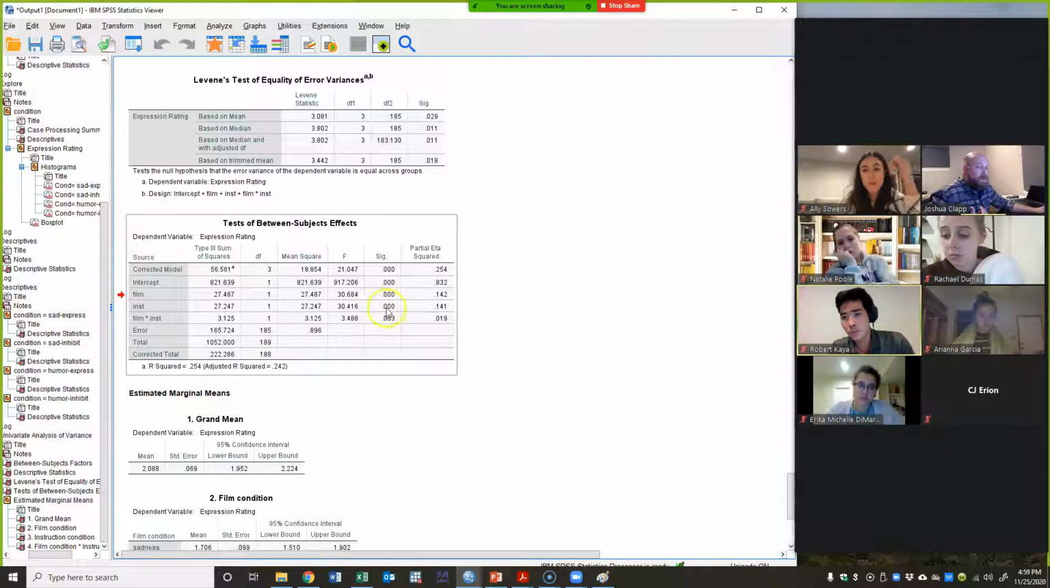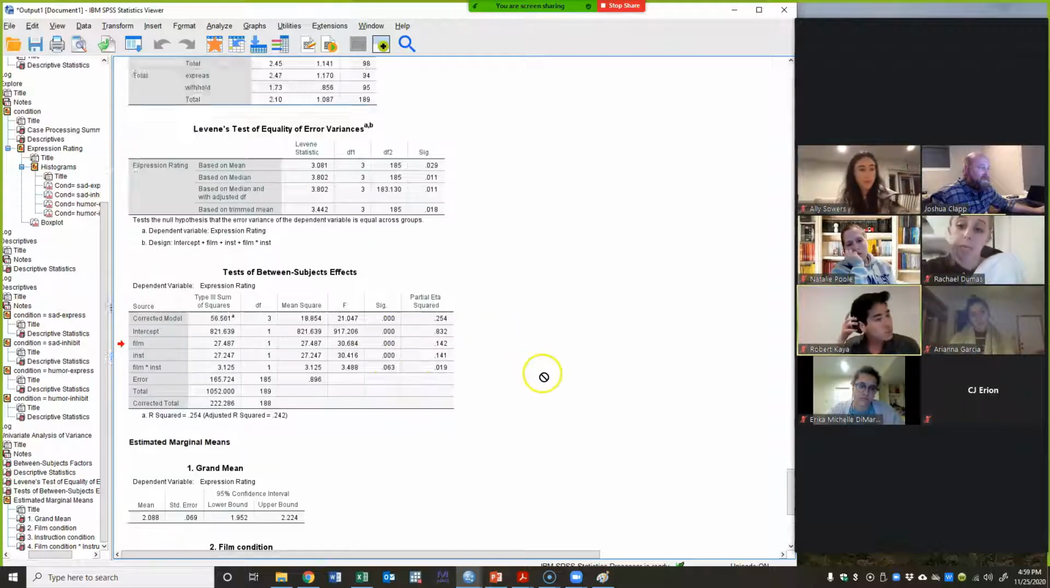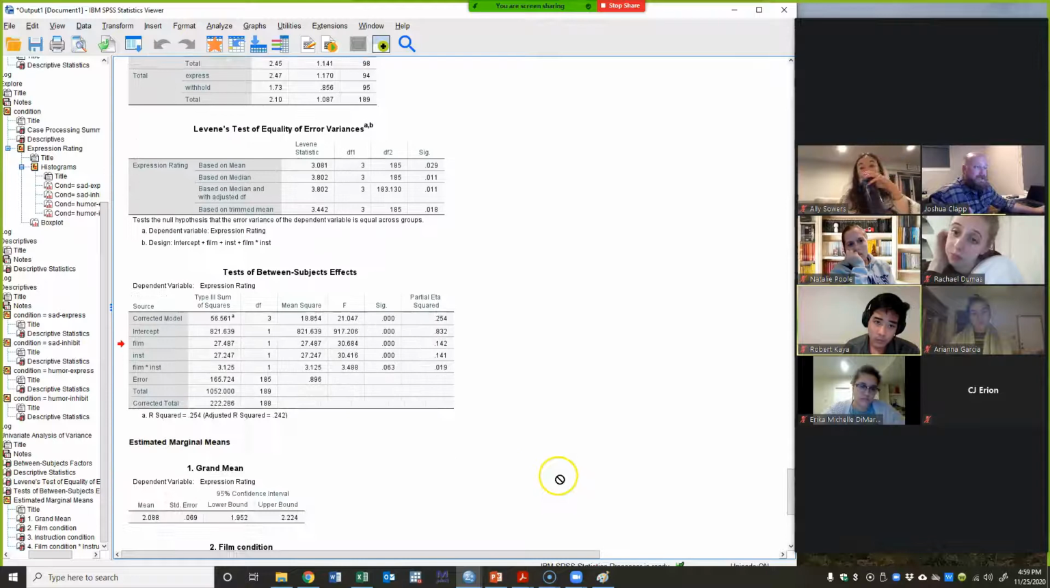Same thing with instruction. My effect is saying that, controlling for affective film, I have an impact of instruction. My express group had a mean of 2.47, my withhold group 1.73, and that's all I need to know. I don't need to run any more statistical tests here because I've only got 2 levels of my factor.